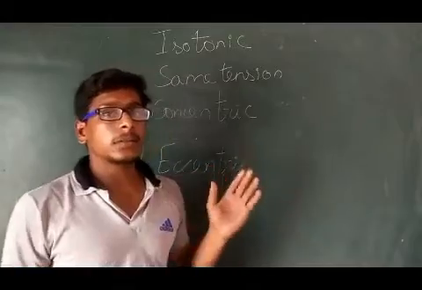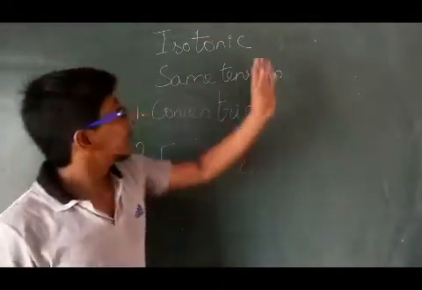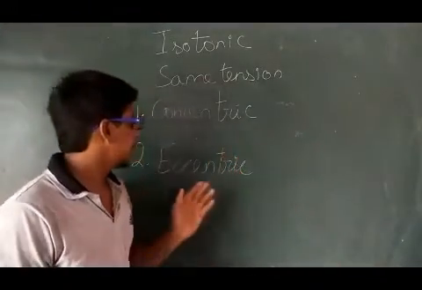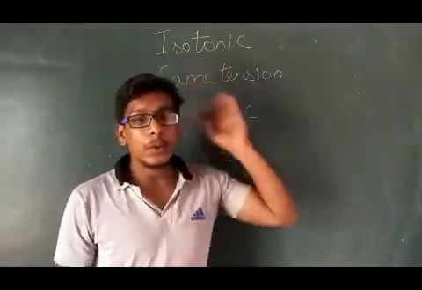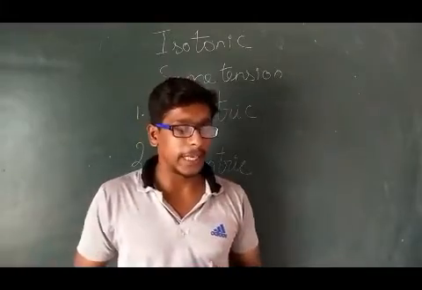Isotonic is a word derived from a Latin word which gives the meaning of same tension. Isotonic has two types: one is concentric and the second is eccentric. We will look into the isotonic exercise first, then we will go to the types.